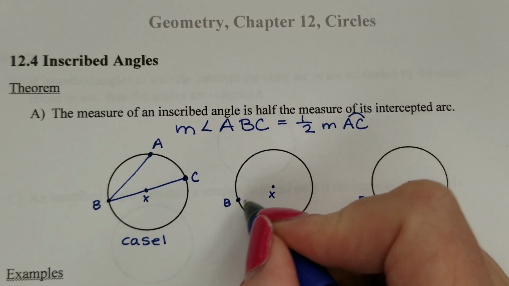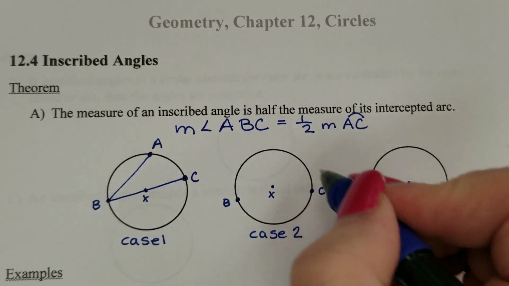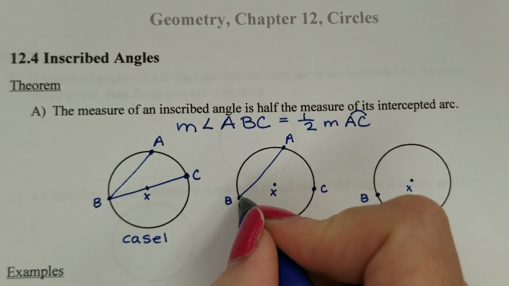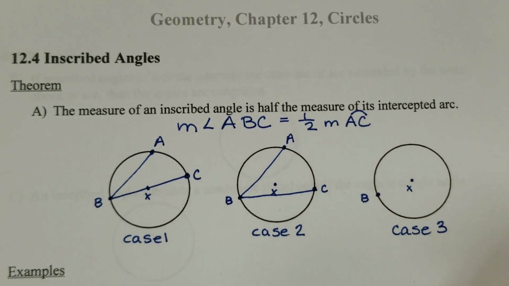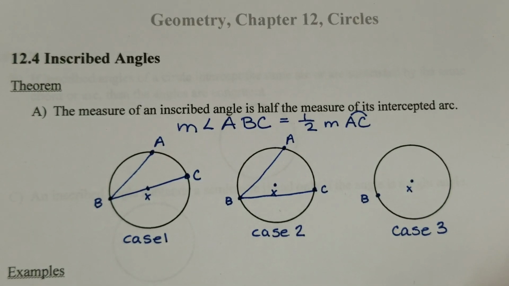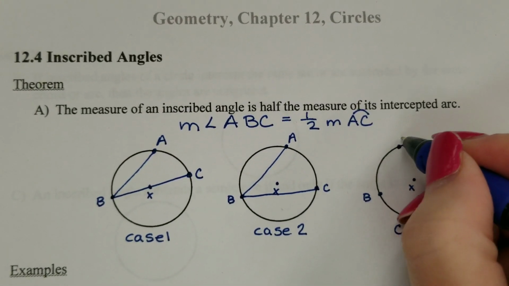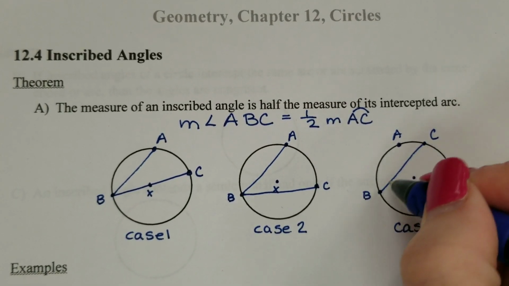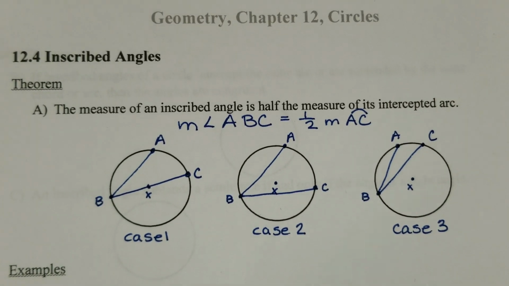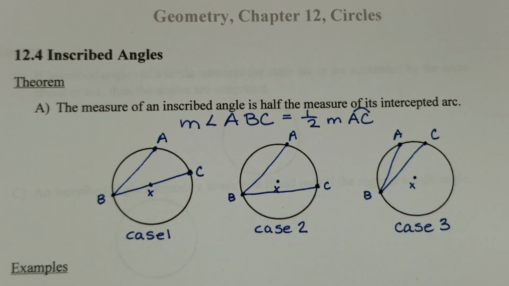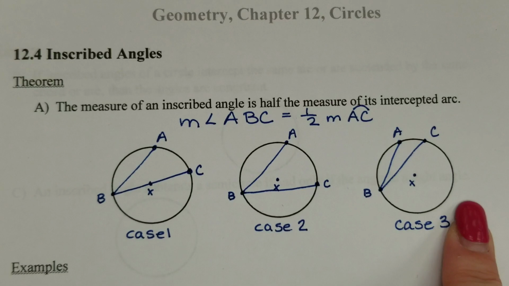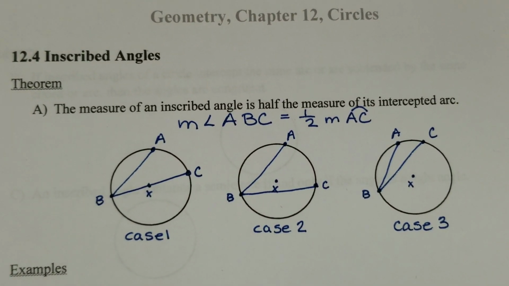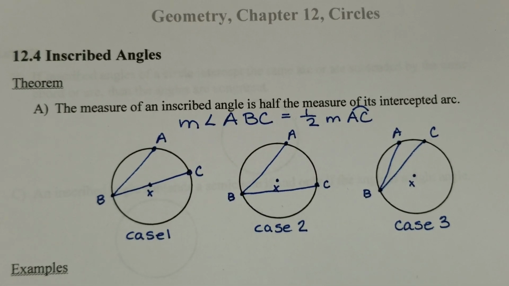Now, it doesn't have to go through the center. We could have A and B so that AB and BC are on separate sides of the center. Or we could have A and C make that arc so that when you do draw BA and BC, it's only on one side of the center. But in any of these three cases, this is the formula that we will be working with. So let's take a look at our examples down here with our newfound information.